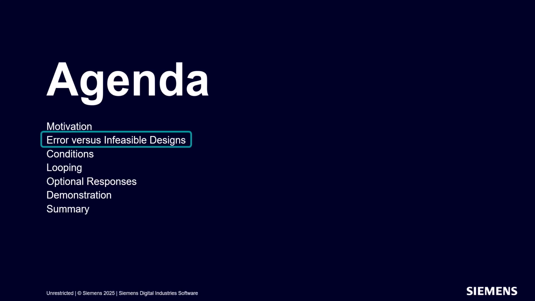We'll discuss the concept of error designs versus infeasible designs. We'll then introduce conditions and their applicability. Next, we'll introduce the looping functionality in HEEDS and its intended purpose. Finally, we'll see how all of these interact with our primary catalyst for managing the 3 challenges: optional responses.